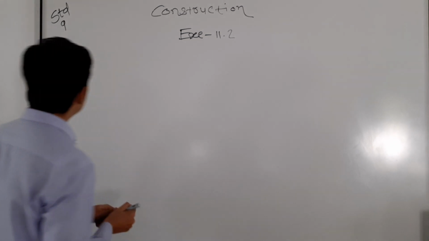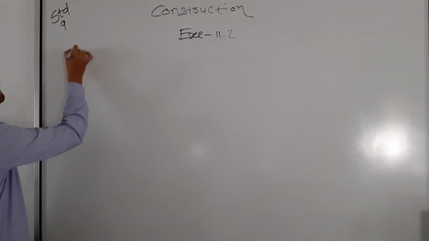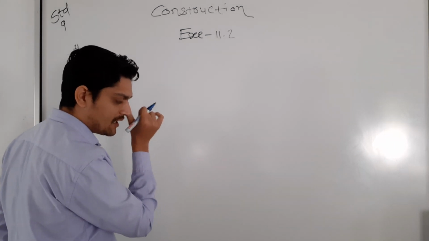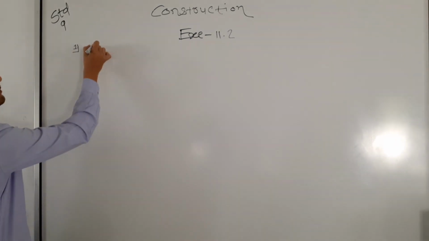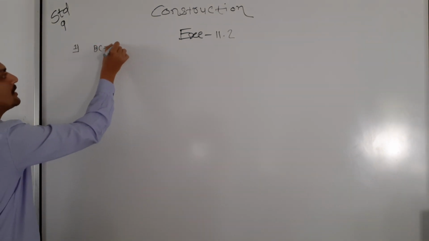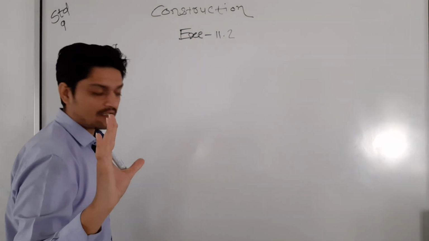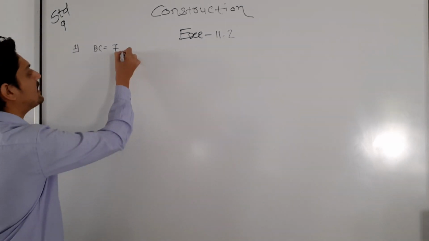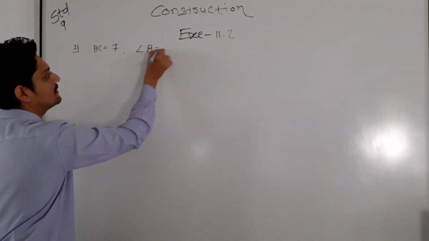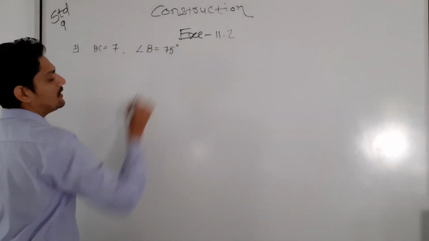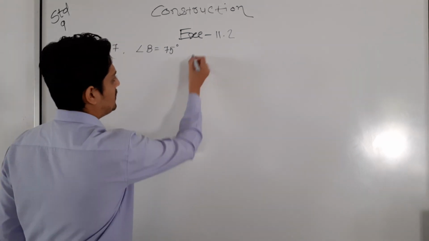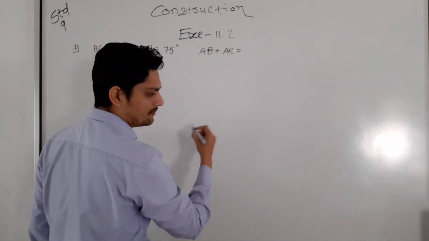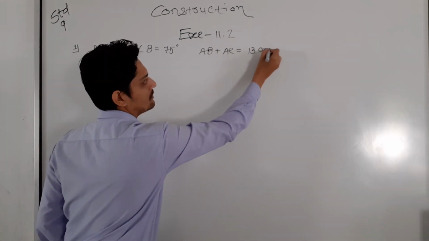Let me write the question here, just the main things. Construct a triangle ABC where BC is equal to 7, meaning the base is 7. Angle B is 75 degrees, the base angle. AB plus AC is equal to 13 centimeter.